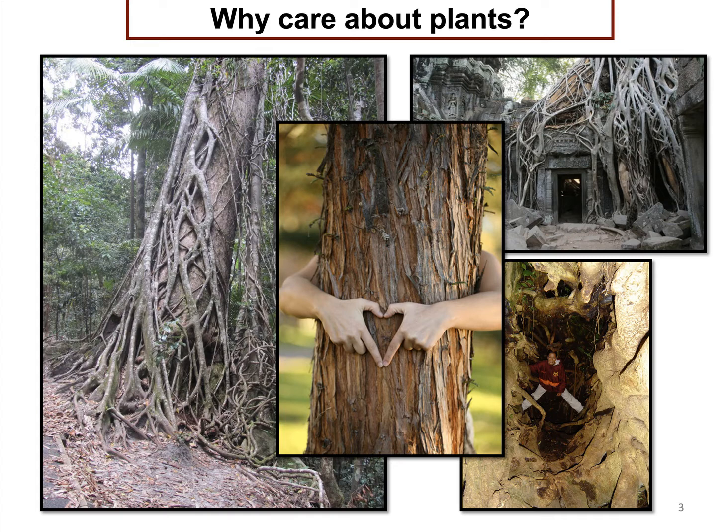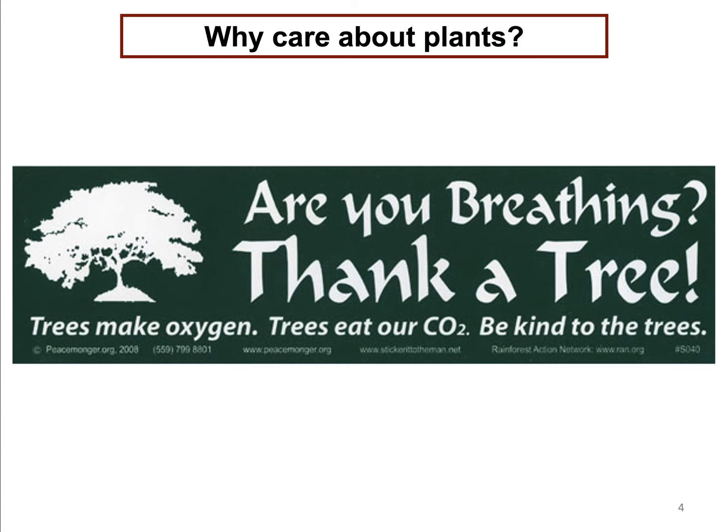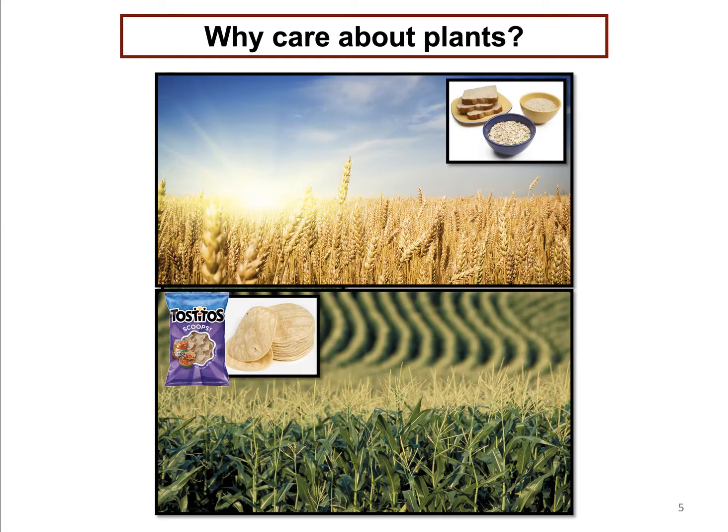You're not a tree hugger like I am. Well, let's talk about some more practical reasons why you should care about plants. Are you breathing? Well, you can thank a tree for that. So trees, of course, do photosynthesis. As part of that process of photosynthesis, they produce oxygen. Oxygen, obviously, we need that to breathe. And on top of that, trees also eat our CO2. So the second part of that photosynthesis process is trees will take CO2 out of the environment and incorporate it into their biomass. So they're pulling CO2, a potentially dangerous greenhouse gas, out of the air. And so you can thank trees for doing those two things through photosynthesis.